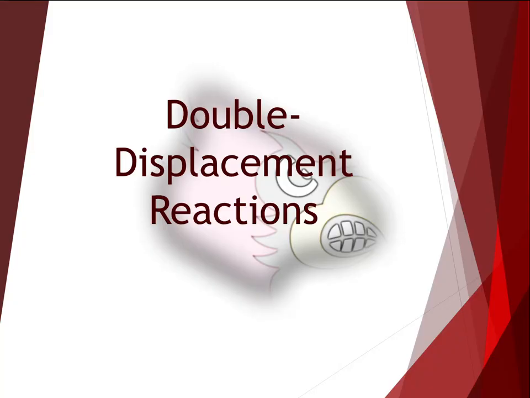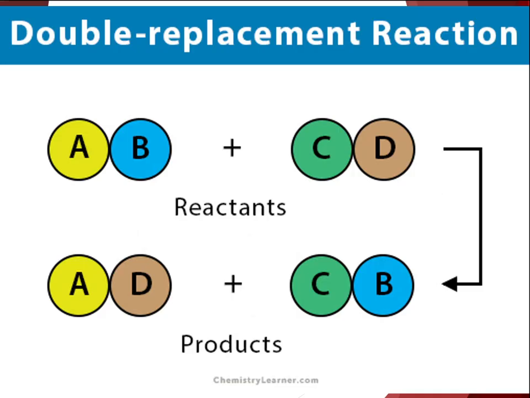Double displacement reactions. In a double displacement reaction, the ions of two compounds exchange places and form a new compound. This means that the cations and anions trade places. Double displacement reactions can be represented by the following general equation. AB plus CD reacts to form AD plus CB.